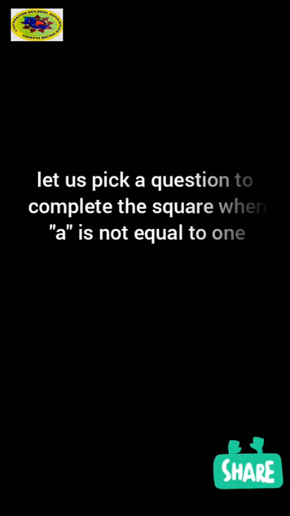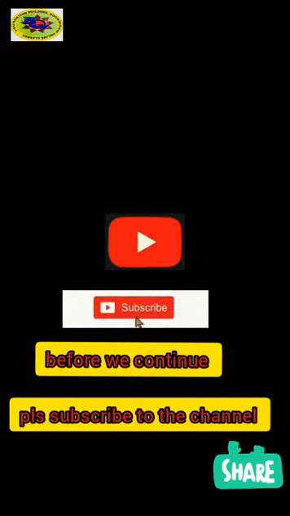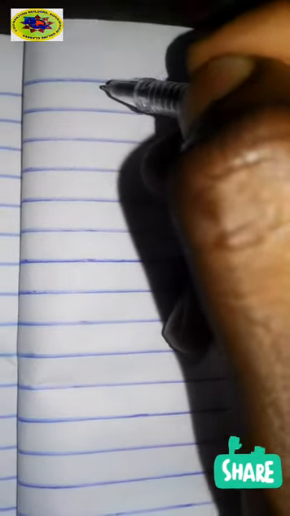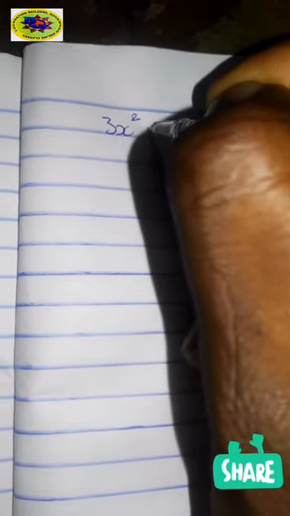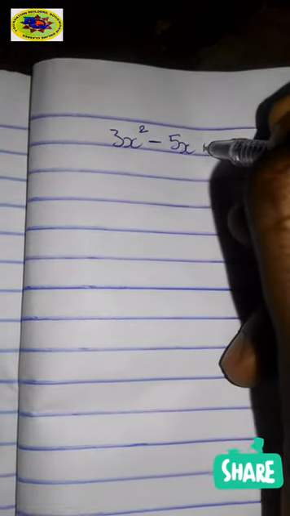Let's pick up a question when a is not equal to 1. Maybe we can try when a is equal to 3. Let's pick up a question that goes like this: 3x raised to 2 minus 5x plus 1.